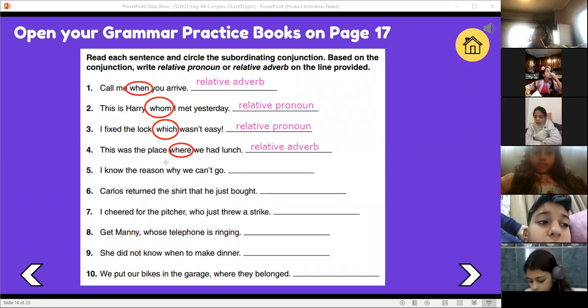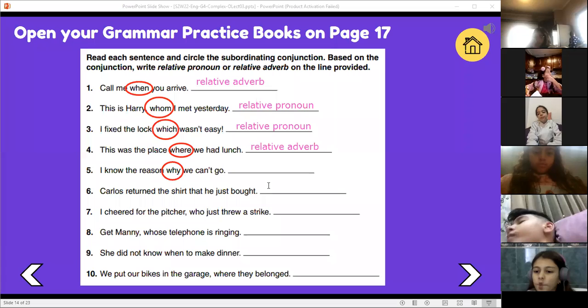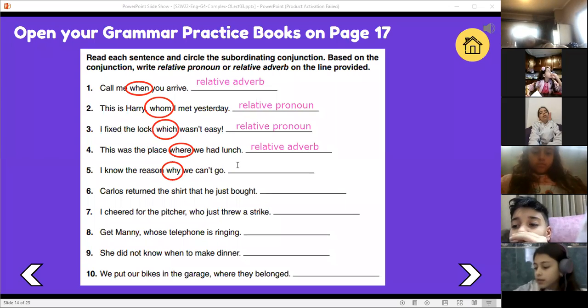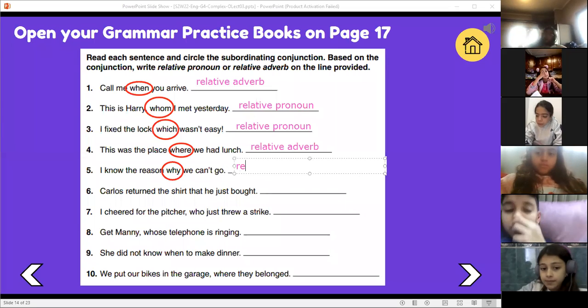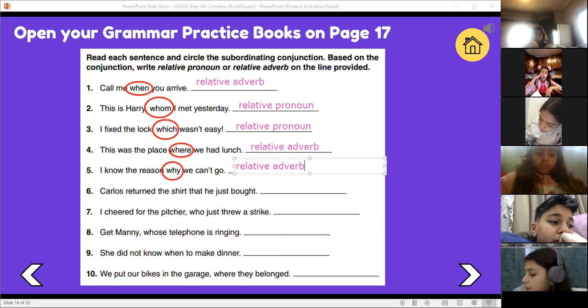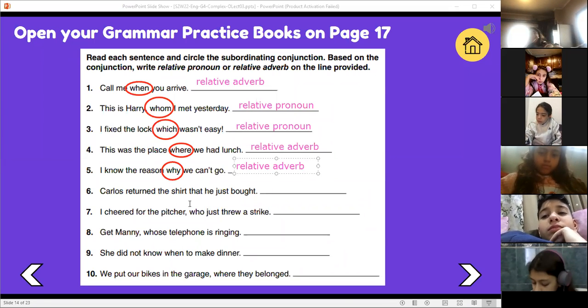I know the reason why we can't go. Which word is the subordinating conjunction? Why. Excellent. And what type? Relative pronoun. No, actually, this one is a relative adverb. Yes. Why belongs to when and where. Because I wasn't here, I didn't know what you were doing. No problem. No one has guessed it correctly, Mia, if this will make you feel good.